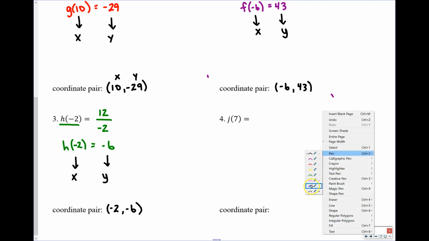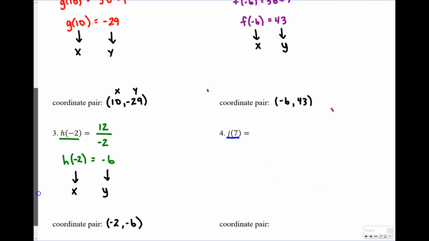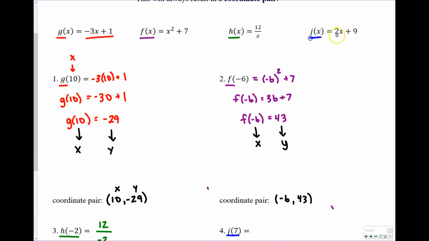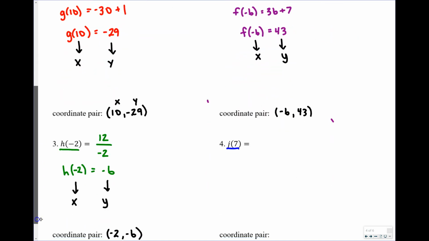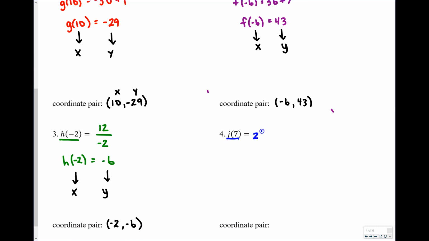The last one is j, and j goes with the equation here, 2x plus 9. So now I'm going to plug in my 7 for x in 2x plus 9. j of 7 is going to equal 14 plus 9. So that means that j of 7 is going to equal 23. Now I know that I have a coordinate at 7. 7 is my x, 23 is my y, so I get 7, 23.